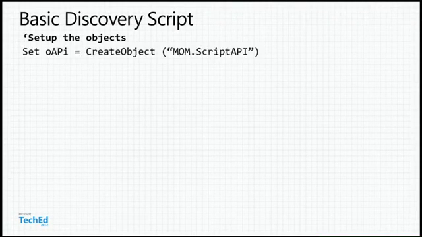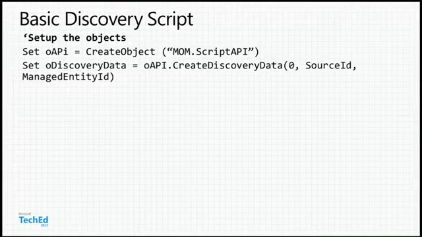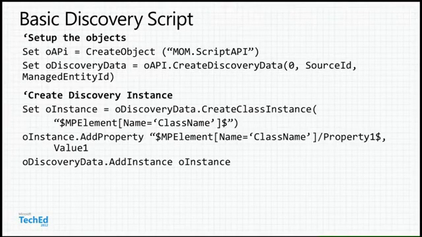The first thing you have to do is set up the objects. So I have to create an API object, accessing the SCOM API, which is referred to as MOM.ScriptAPI. Then I have to build a discovery data object. That's the object that holds my discovery data. Now, the discovery data object has 3 parameters. The first one's always a 0. That's a throwback from MOM 2005. Set the 0 and move on. Then we pass in 2 other values, source ID and managed entity ID. Hold on to those. I'll come back and explain them.